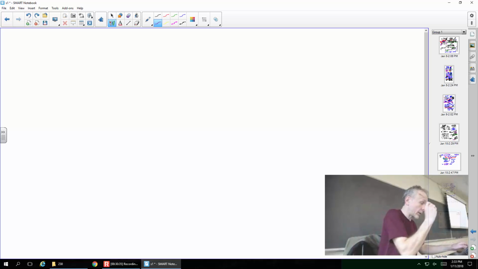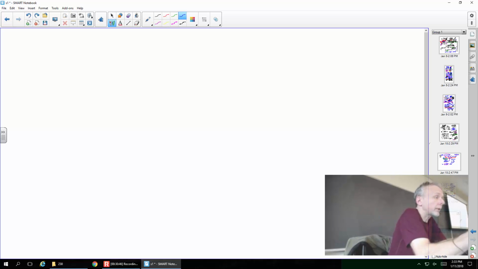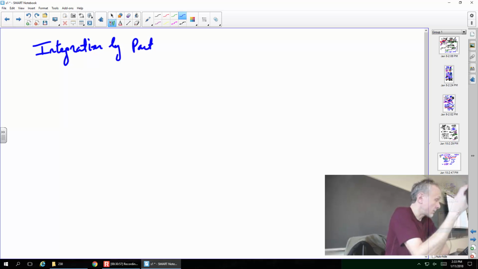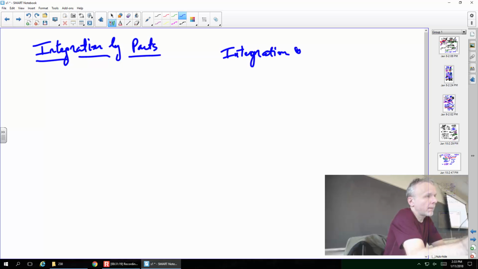Still integration, but this one is different. This one is called integration by parts. So beyond the review, this is only our second topic. The first one was trig substitution. The second one is now integration by parts. But first let me make it clear that integration is the reverse, or inverse, certainly somewhat informally, of differentiation.